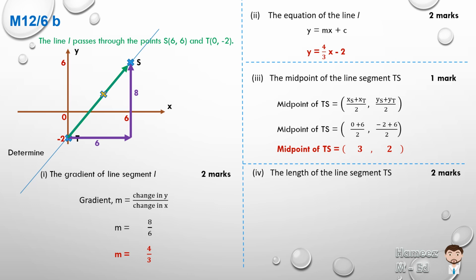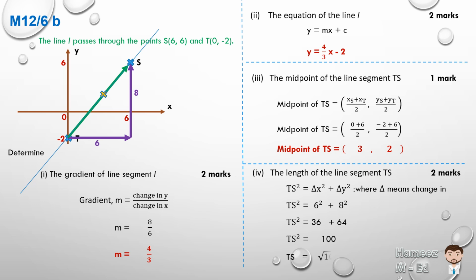So let's substitute. TS squared is equal to delta x squared plus delta y squared. Delta means change in, so change in x and change in y. We substitute the values: TS squared is equal to 6 squared plus 8 squared, which is 36 plus 64, which is 100. Carrying the square across, we get the square root of 100. As such, TS is equal to 10 units. That's the length of the line segment TS.